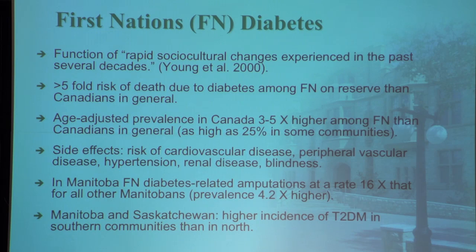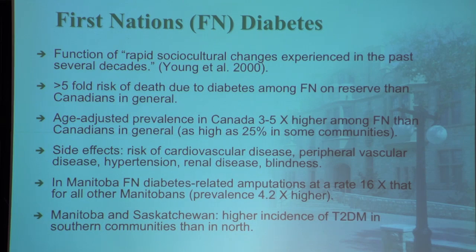And many side effects I won't go into. Manitoba First Nation diabetes-related amputations were 16 times that for all Manitobans. There's a couple of things here. One is the fact that they're more likely to have diabetes. The other is that they're less likely to have good health care and good access to good care prior to that. And in Manitoba, Saskatchewan, there's higher incidence of type 2 diabetes in southern communities in the north than in the north, with a few exceptions.